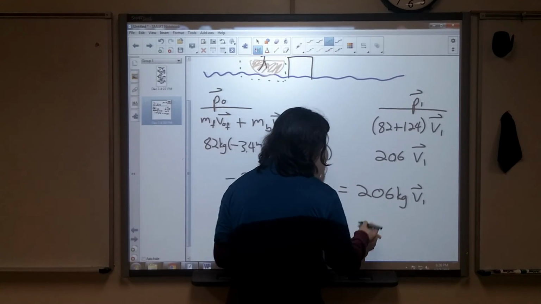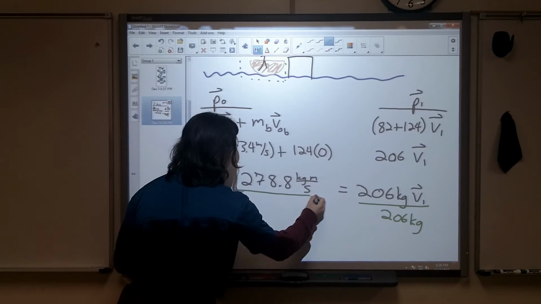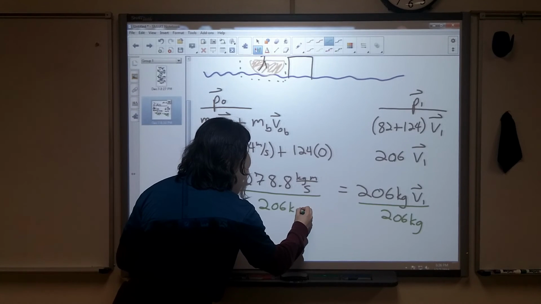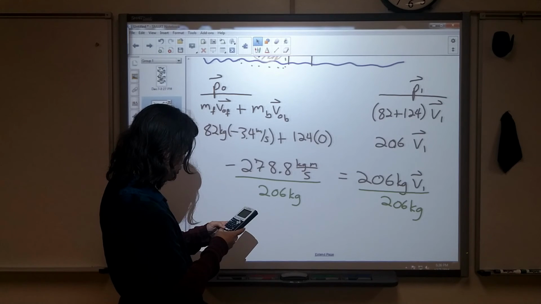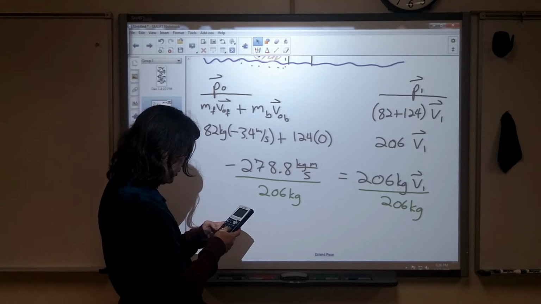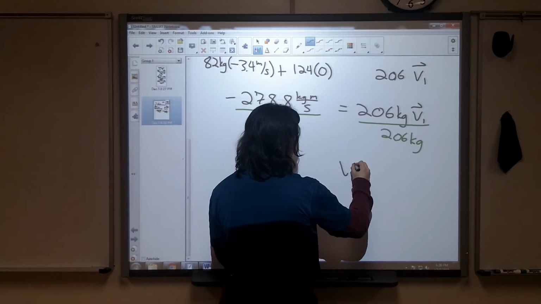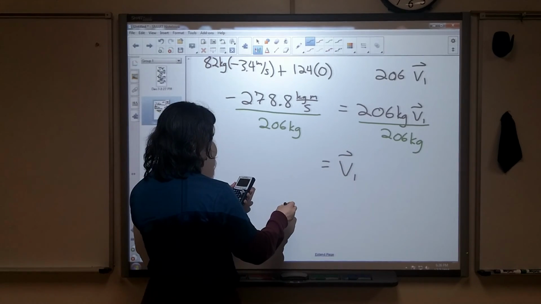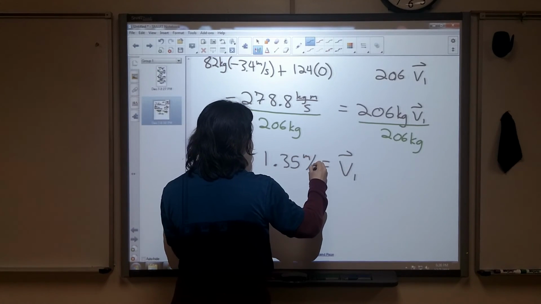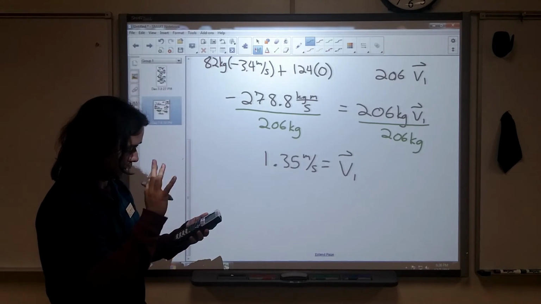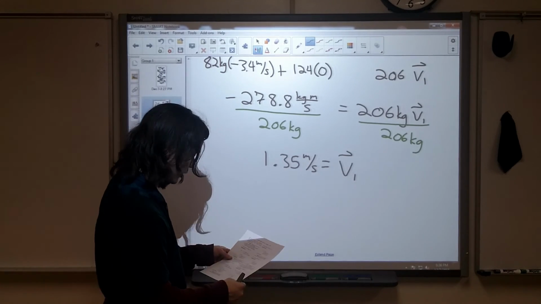I'm going to divide both sides by 206 kilograms. And that's going to leave me with the following. 278.8 divided by 206 gives me my final velocity of fisherman and boat together, 1.35 meters per second. It's actually 1.3533, etc., but to three significant figures it's 1.35.